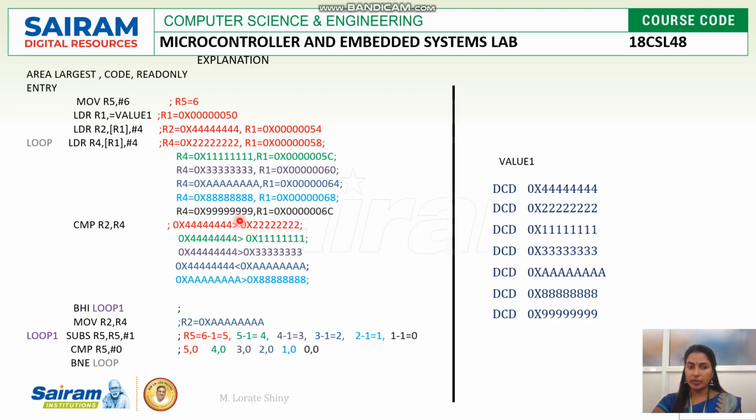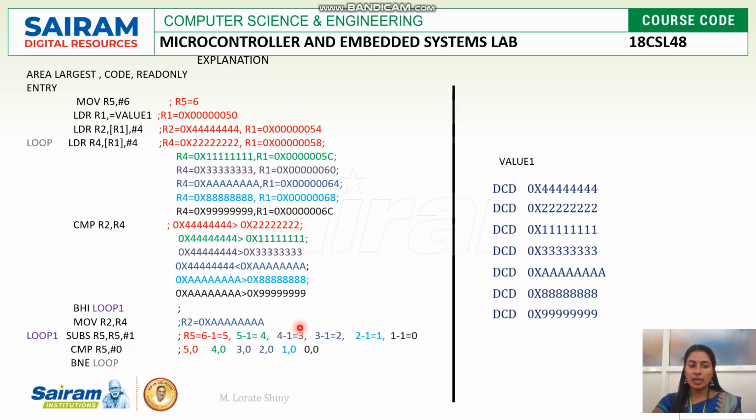The last data is taken from the memory, that is 9. Now A and 9 are compared. Still A is the largest number, that is available with the R2 register. So we can decrement the counter, and this time we are comparing 0 and 0. So we cannot go back to the loop. We should come out of the loop.